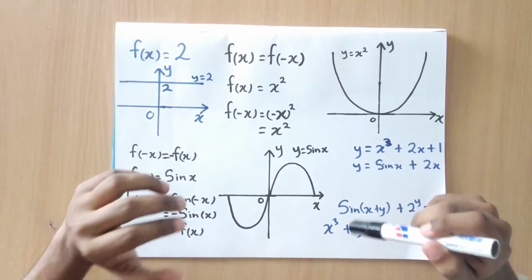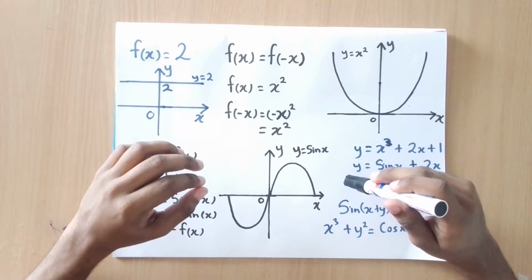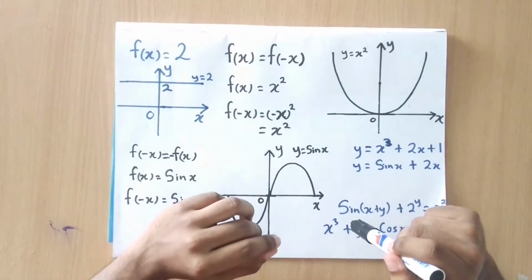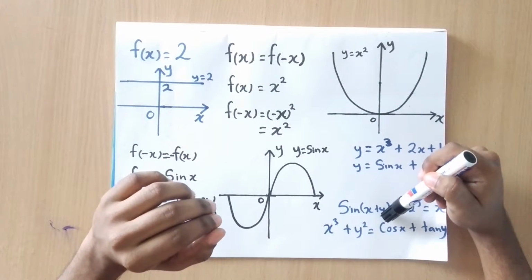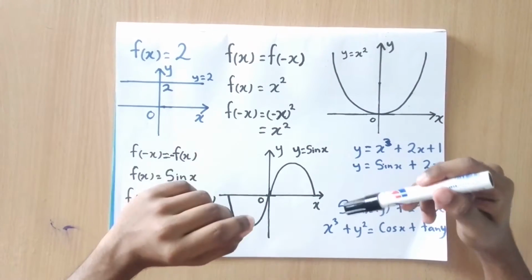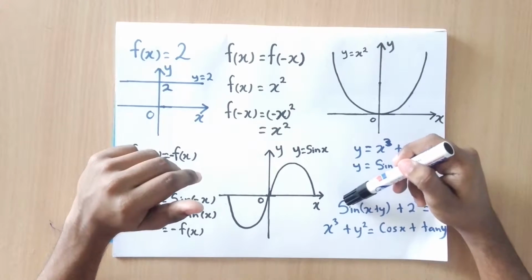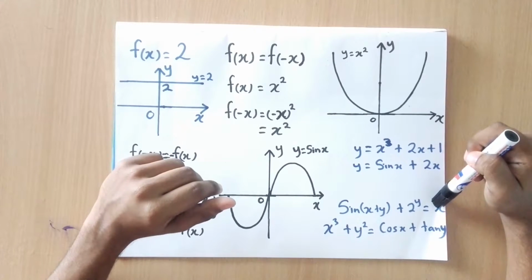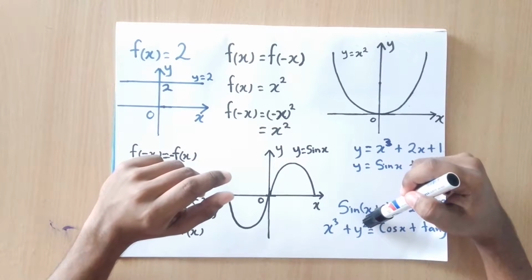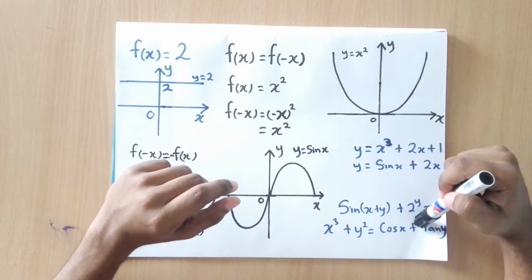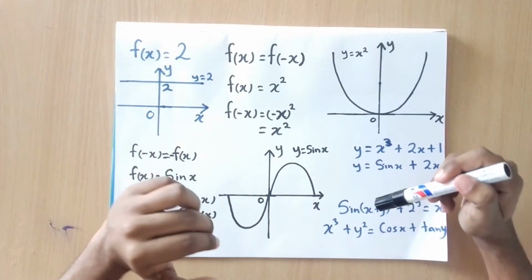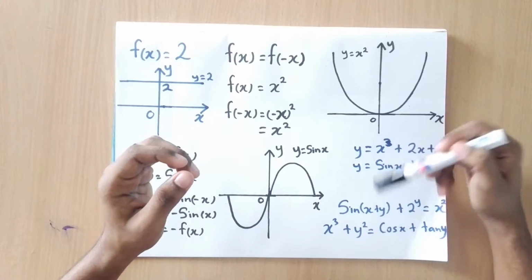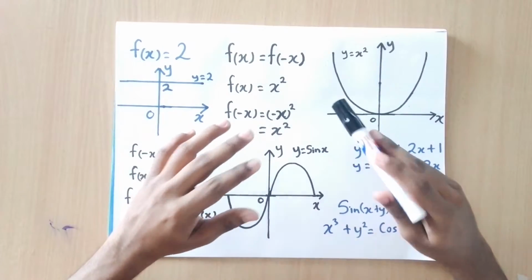Now let's look into an implicit function. When an independent variable x and a dependent variable y both occur in an equation, and y cannot be written in terms of x, then it is called an implicit function. For example, sin(x + y) + 2y = x squared, or x cubed + y squared = cos x + tan y. Here we can see that we cannot separate any of the two variables and represent it as an explicit function as before. Therefore, we call it an implicit function.